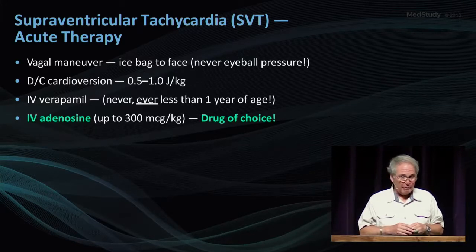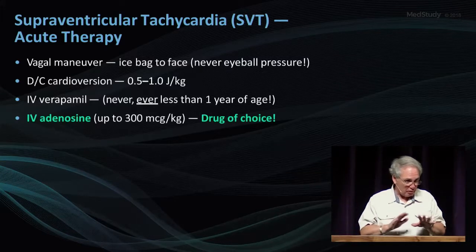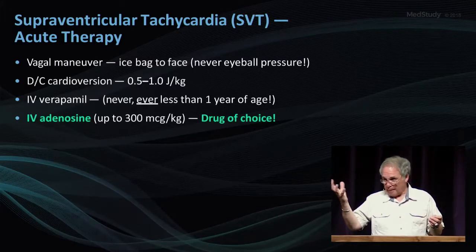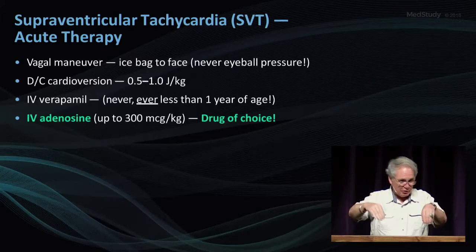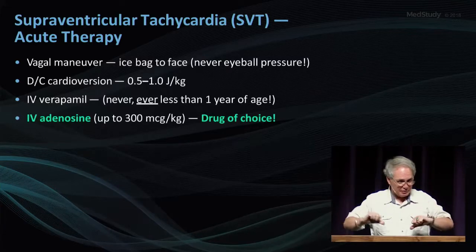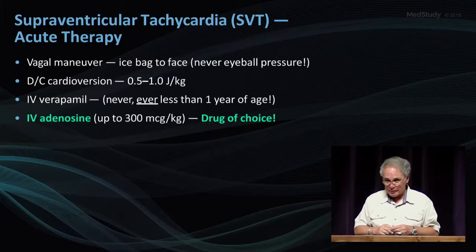You can try a vagal maneuver to try to stop the tachycardia. And we don't do eyeball pressure or carotid massage in the little babies, but what we do is take a bag of ice, real cold water ice bag, right? And we make use of what's called the diving seal reflex. In the Arctic, when the seal jumps into the cold water, the ice water hits the face, causes a massive vagal discharge, which almost stops the heartbeat. Okay? And that's what we do to these babies.